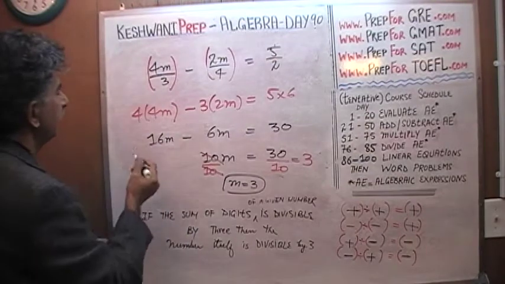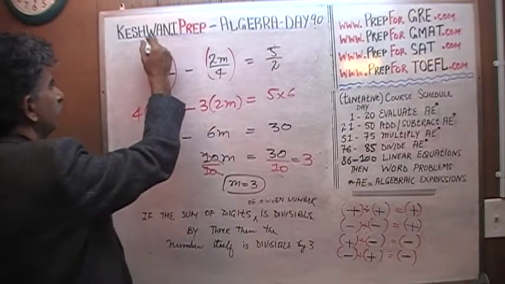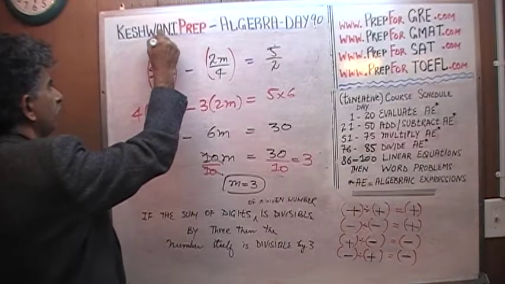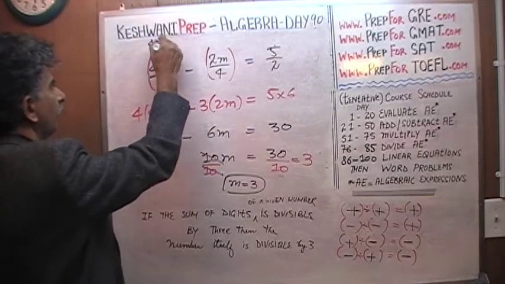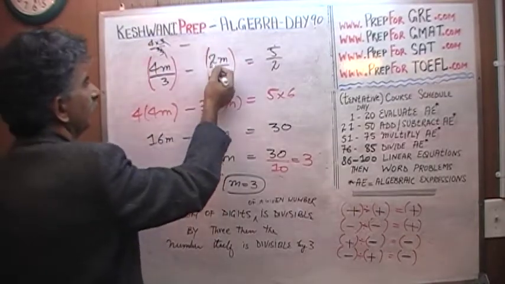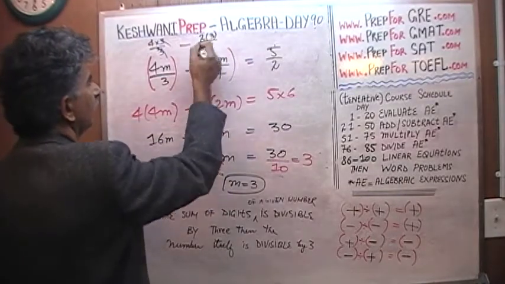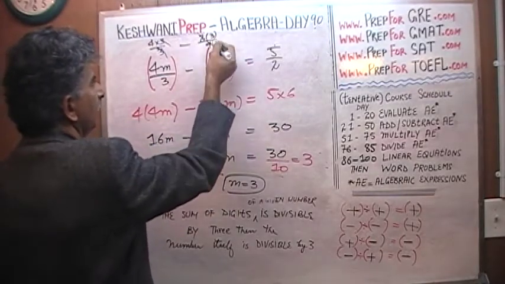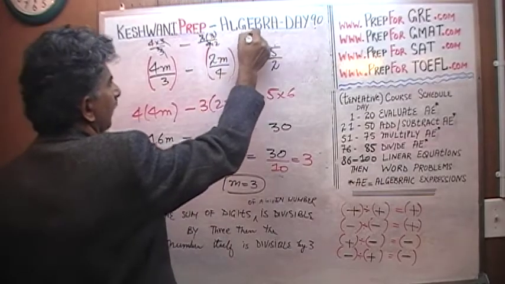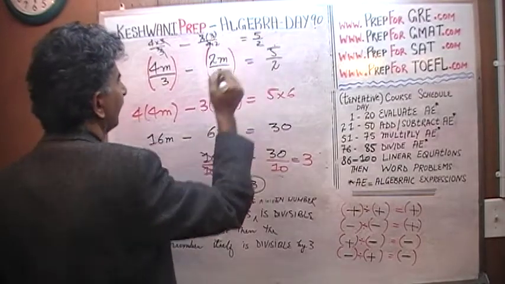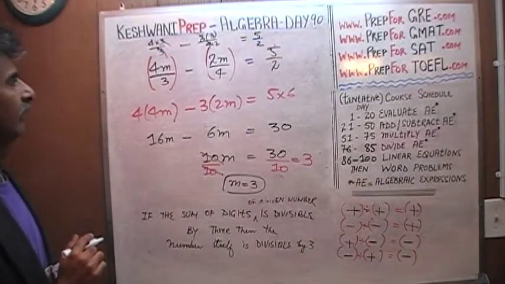If we put 3 in here, 4 times 3 over 3 gives us 4, minus 2 times 3 over 4, this 2 cancels out with this 4, is going to give us 3 halves. And we are told that that equals 5 halves. Let's see if it works. Let's see if it makes sense.